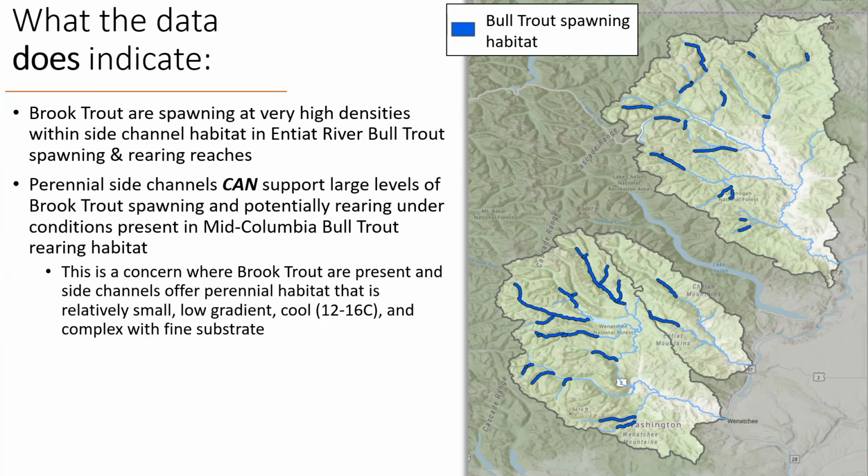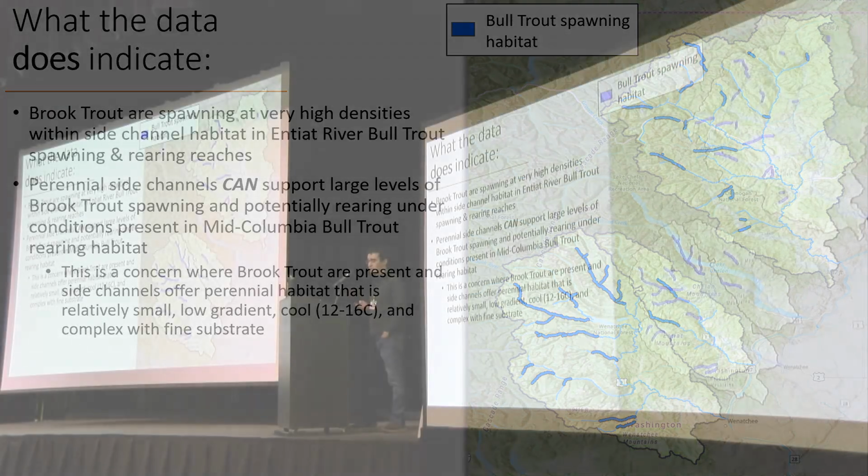And then this was a map that was in Tracy's presentation yesterday, and this shows all of the bull trout spawning areas in the mid-Columbia, and a lot of those areas do meet that criteria, at least they have side channels that do. And a lot of those areas are warming to meet that 12 to 16.3 threshold, and about two-thirds of these spots do have brook trout within them. So this is a concern in a lot of the areas where bull trout are located.